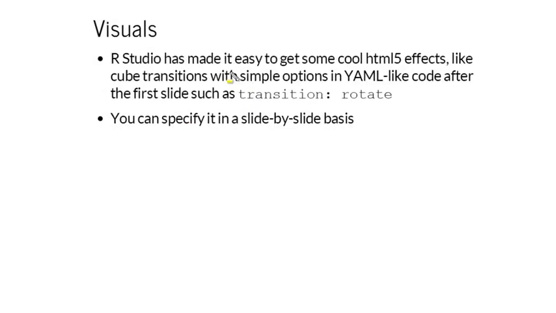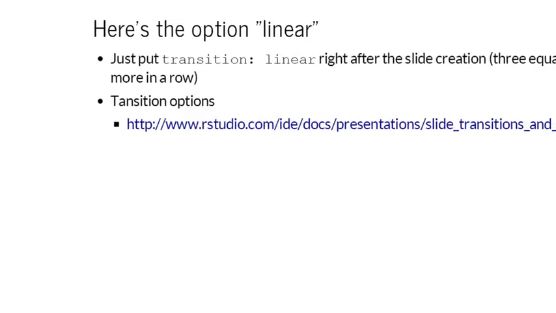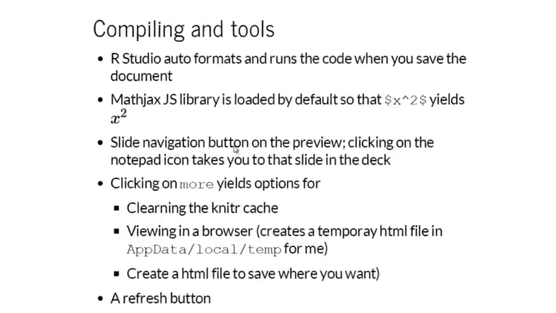So at the beginning, right after each slide, there's a kind of YAML-like code, and for example, you can just put transition equals rotate, and that sets the transition to this cube-like rotate. If you do, for example, transition linear, which is I think the default, then it'll switch to this sort of linear transition. See, that's the linear transition, and then there's the cube transition.